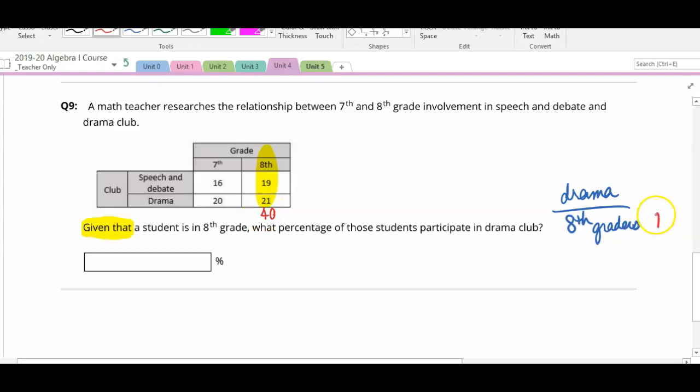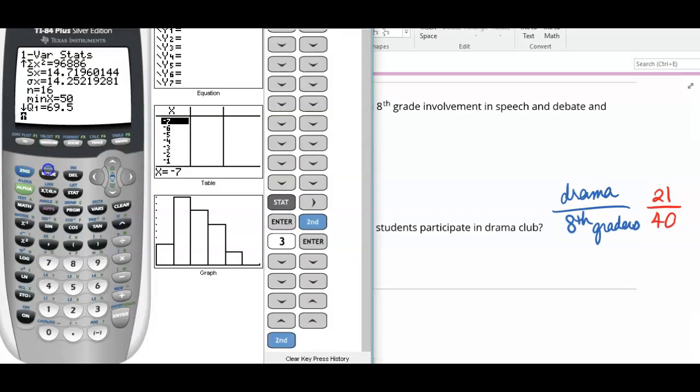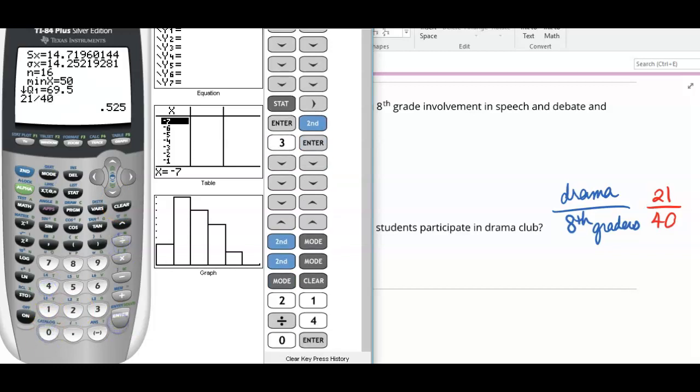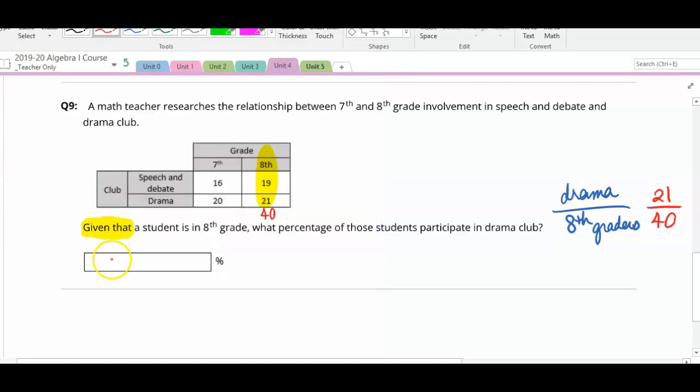So out of 40 8th graders, remember we're just looking in this column now. How many are in drama? 21. Using my calculator, we would say 21 divided by 40, which gives us 52.5%.